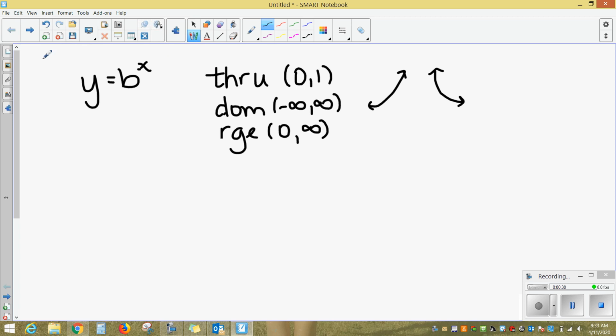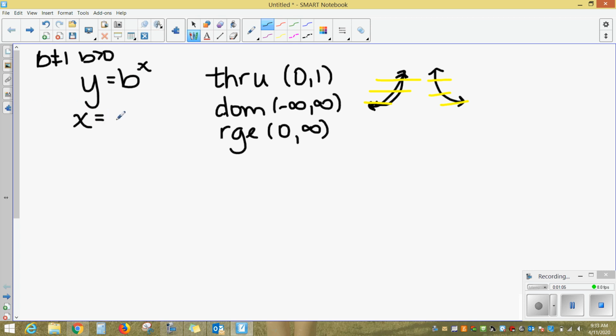I guess I need to add my stipulations there. b has to be a positive number that's not 1. And so if b was bigger than 1, then we had growth, and if it was between 0 and 1, we had decay. And we agreed that both of these shapes individually passed the horizontal line test, so there was an inverse that existed for that function.